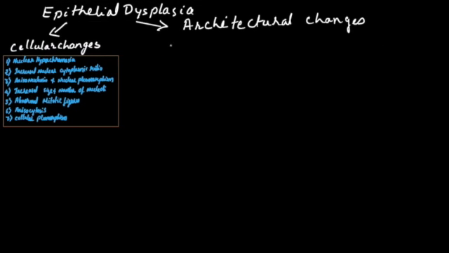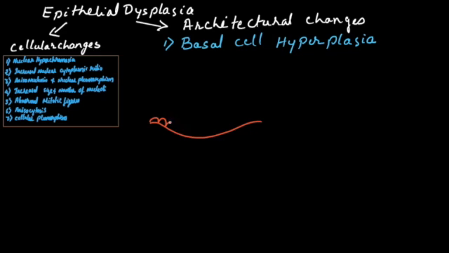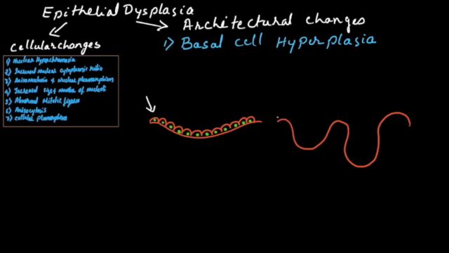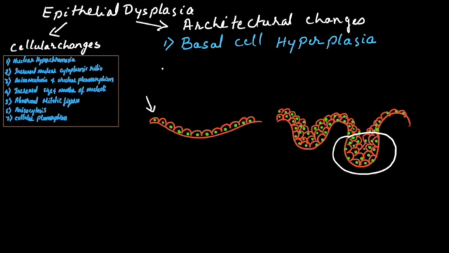Let's start with architectural changes one by one. First one is basal cell hyperplasia. In normal epithelium, basal cells are just a single layer of cells, as we can see here, but in dysplastic epithelium there are multiple layers of basal cells. That is why it is called hyperplasia, which means increased number of cells. And here are the prominent nuclei in these basal cells, and this is basal cell hyperplasia in dysplastic epithelium.